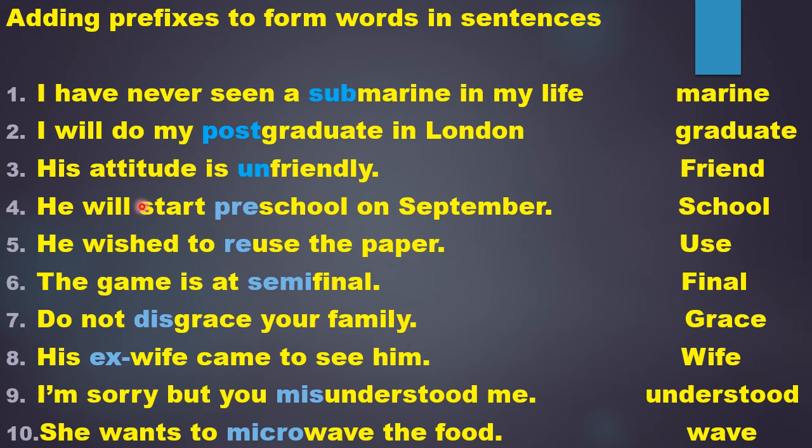Number four, he will start preschool in September. School has pre in front of it. It becomes preschool. Number five, he wished to reuse the paper. Use has the prefix re in front of it. It becomes reuse. Number six, the game is at semi-final. Final has semi in front of it. Semi means half. So when semi is added to final, it becomes semi-final. That is half of the final.